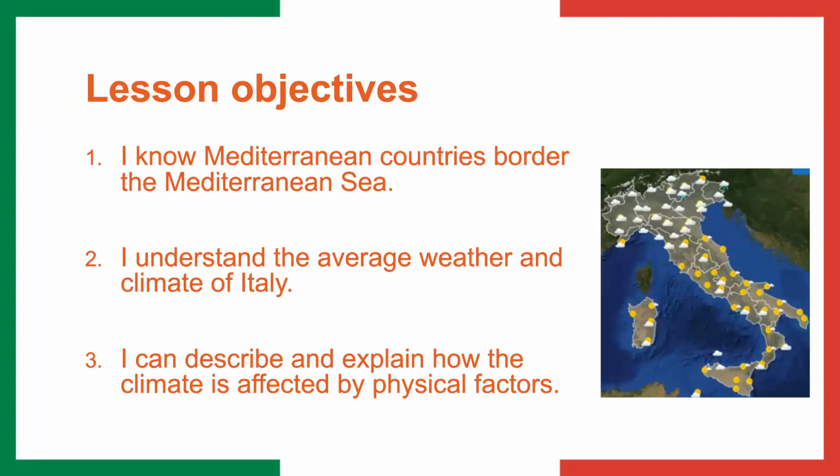So our lesson objectives. Objective number 1 is to know that the Mediterranean countries border the Mediterranean Sea. Objective number 2 is to understand the average weather and climate of Italy. And number 3 is to be able to describe and explain how the climate is affected by physical factors.